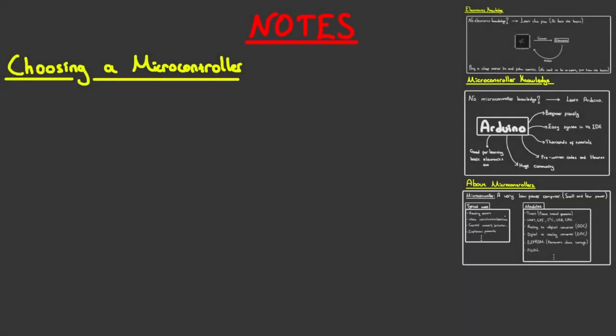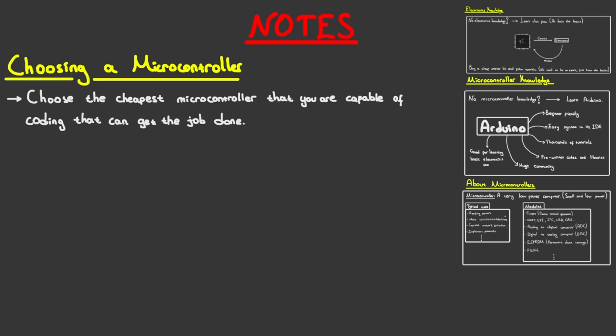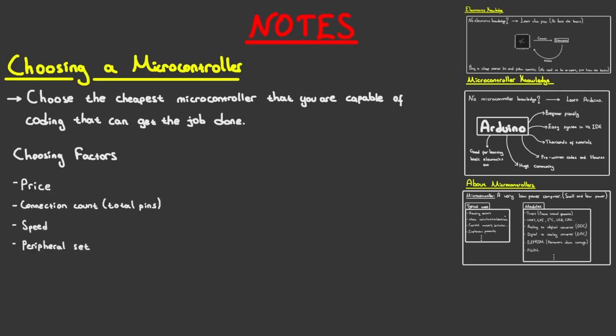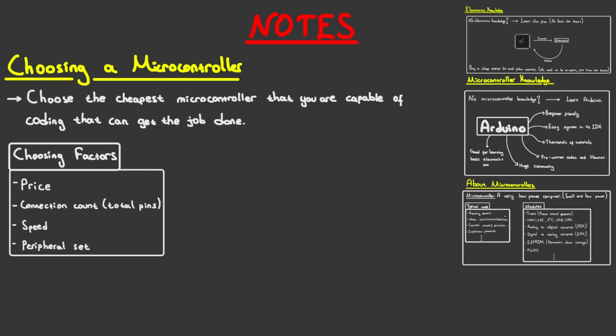Some people, especially those who are migrating from Arduino to discrete microcontrollers, may have the question, how do you choose the microcontroller for your project? Well, it's very simple. Choose the cheapest microcontroller that you are capable of coding that can get the job done. That pretty much explains it. Main choosing factors are going to be price, connection count, peripheral set, and speed. Aside from price, you need a microcontroller that has enough peripherals and connections to get the job done.